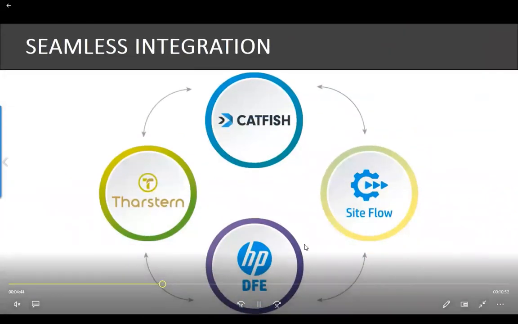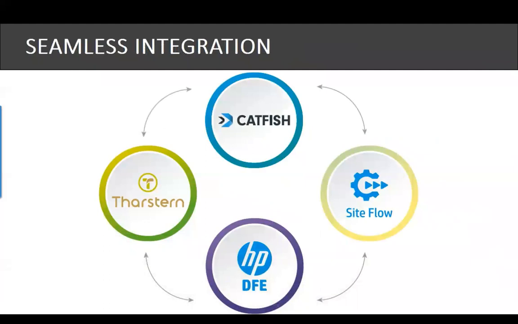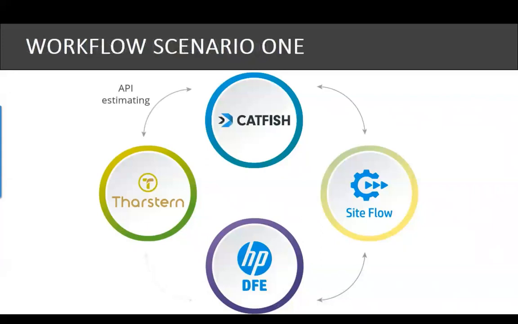So what we're going to show you today are the 4 products working together: Catfish, Tharstern, and then into HP SiteFlow, and then all of them ultimately going to the DFE and driving workflows back. First of all, we will show you the Catfish web-to-print solution interacting with Tharstern for estimating purposes only, just using the API to create data to drive straight into SiteFlow, and then for SiteFlow to drive the devices and then feed back to Catfish as we go along.